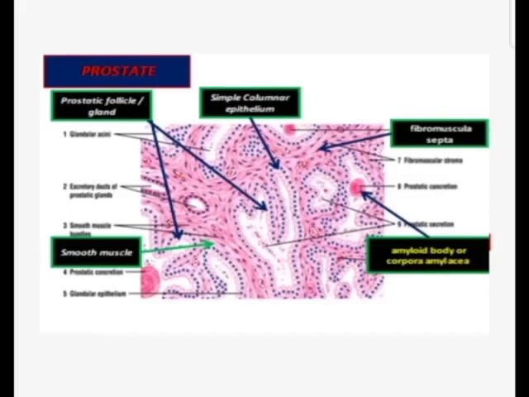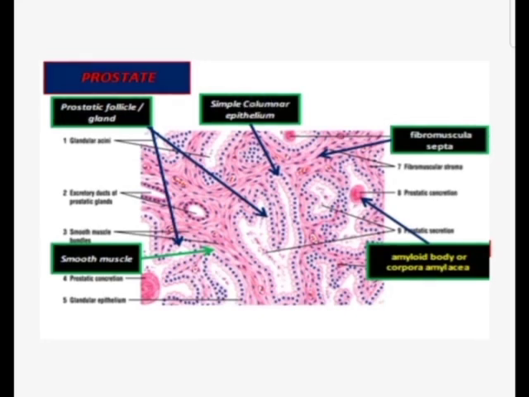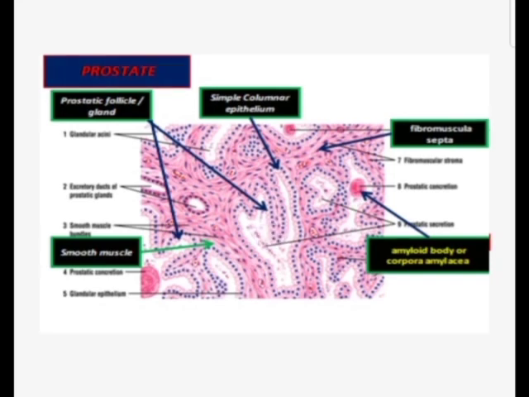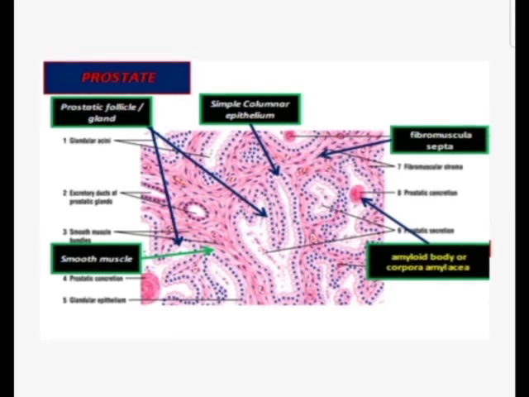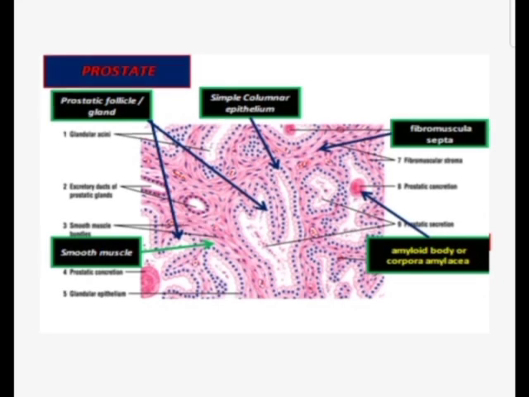So this is the prostate gland. You can see this is the simple columnar epithelium in the mucosa. This is the lumen of the gland, and from the lumen, if we go outwards, there will be the simple columnar epithelium. Then there will be the lamina propria. These are the fibromuscular septa which form the stroma of the gland. All these are the prostatic follicles or acini. You can see the smooth muscles in the stroma. So the stroma of the prostate is fibromuscular.